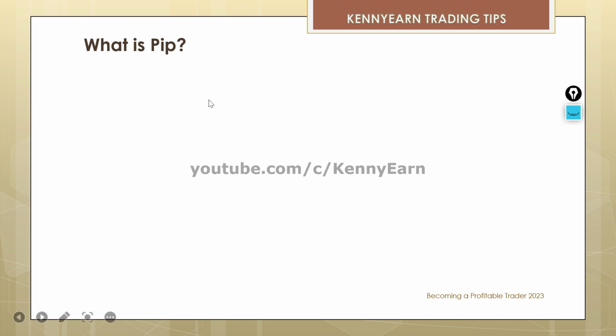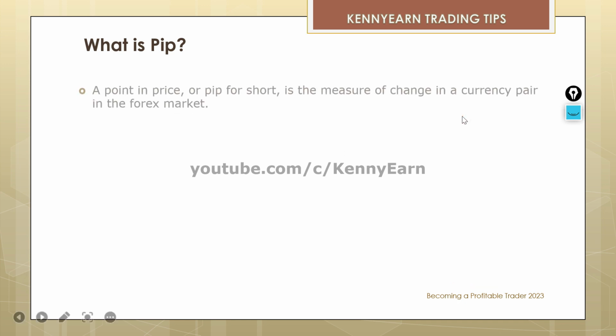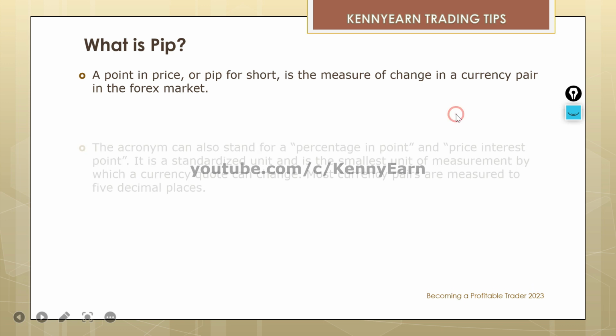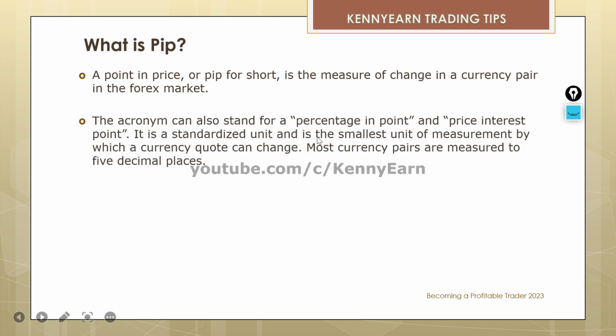So we're going to be talking about pips. Now, pip is very important. I think 90% of our communication in forex revolves around pips, so you need to understand what it means. A pip is simply a point in price, or pip for short. Pip means point in price, and pips is just the short form of it. It's the measure of change in a currency pair in the forex market.